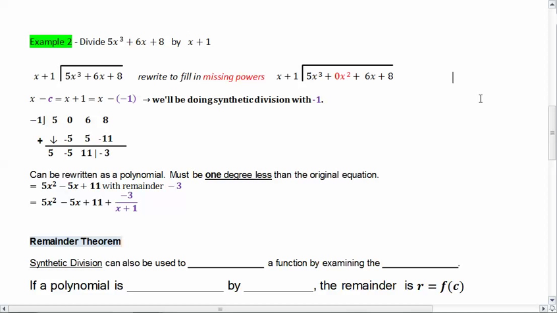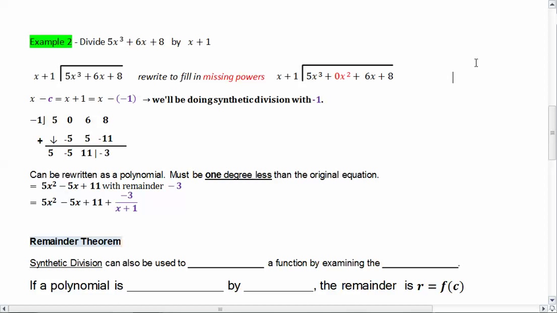So we start with the example, divide 5x cubed plus 6x plus 8 by x plus 1. So we have x plus 1 as our divisor. We have 5x cubed plus 6x plus 8 as our dividend. And we want to first write this with all the missing powers. So we have x cubed, x, and 8. So we're missing x squared. We need to put it in order too. So now we have 5x cubed plus 0x squared plus 6x plus 8.